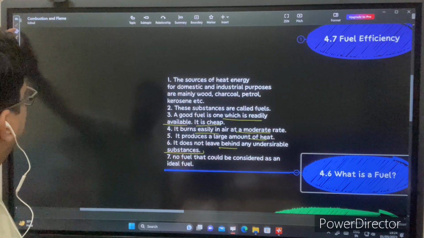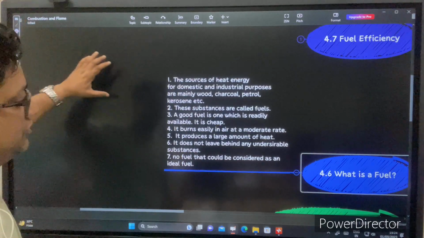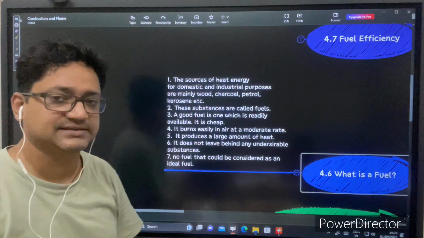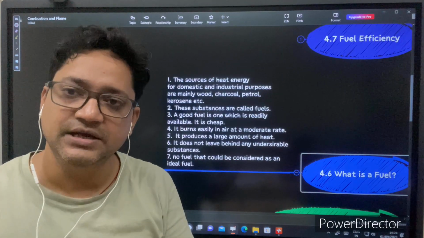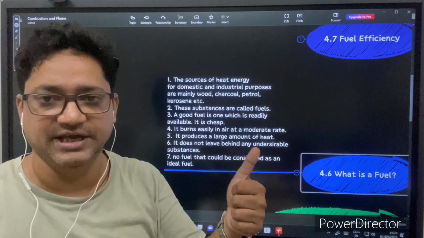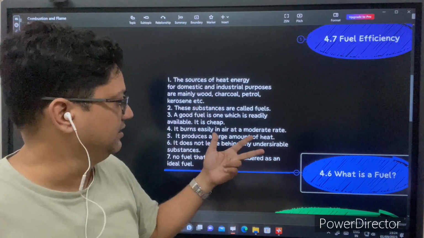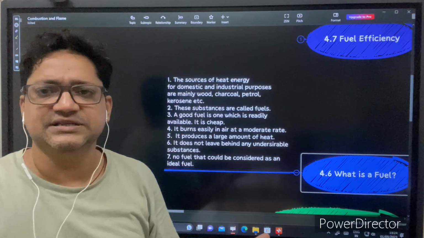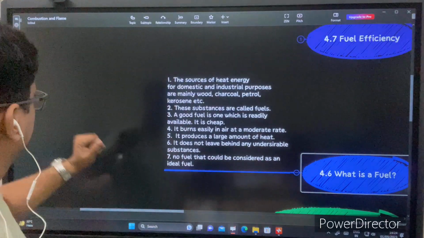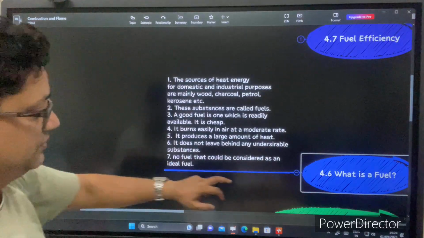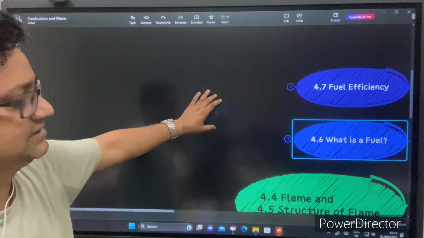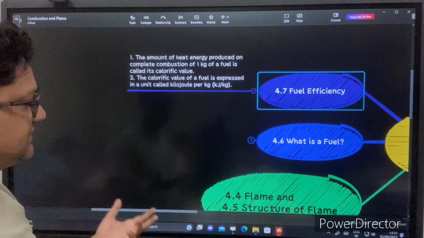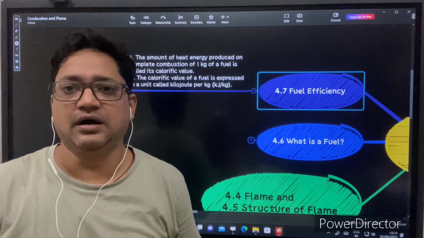So can we ask: can you consider any fuel to be ideal? No, none of the fuels can be considered an ideal fuel, because each may lose some of its characteristics: cheap, readily available, burning at a moderate rate. It can miss one of these few points. And certainly this is going to be the last topic, that is what is called fuel efficiency. This is what we have to learn about.